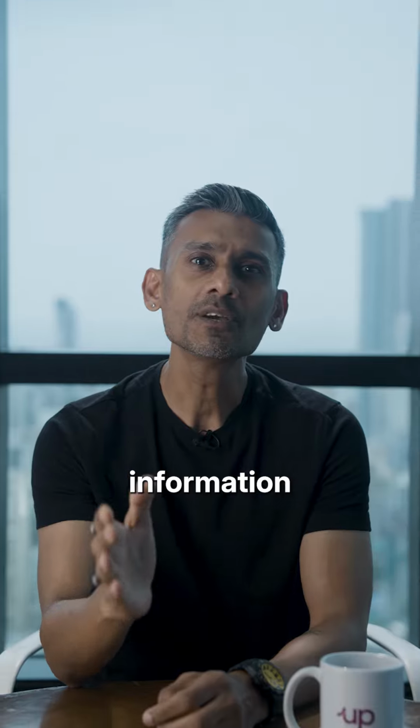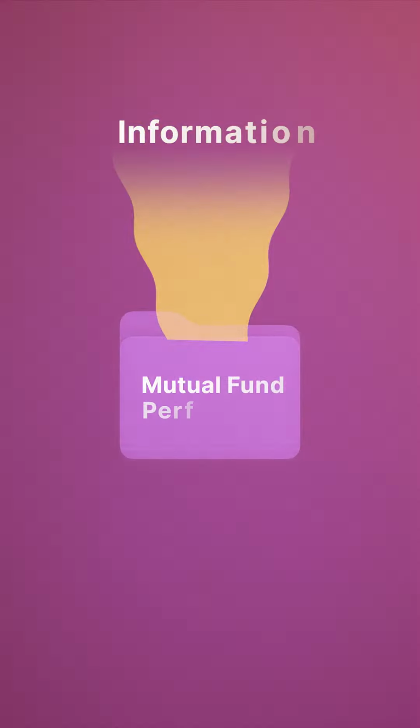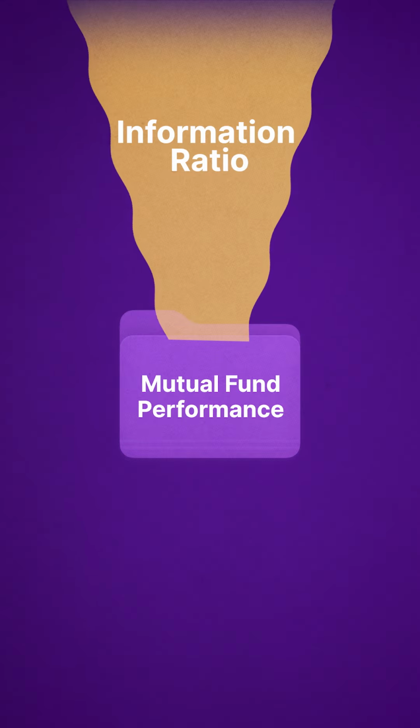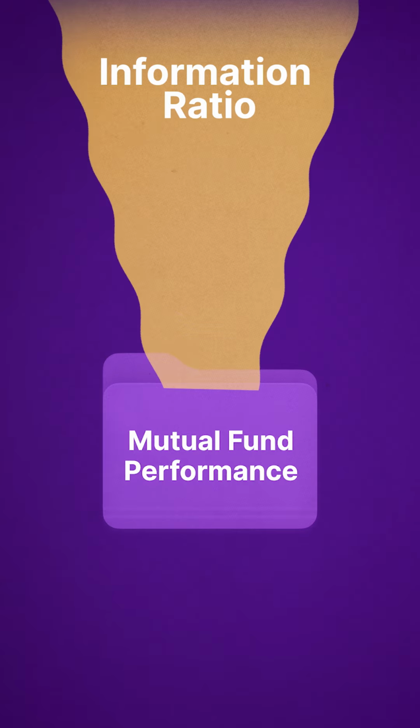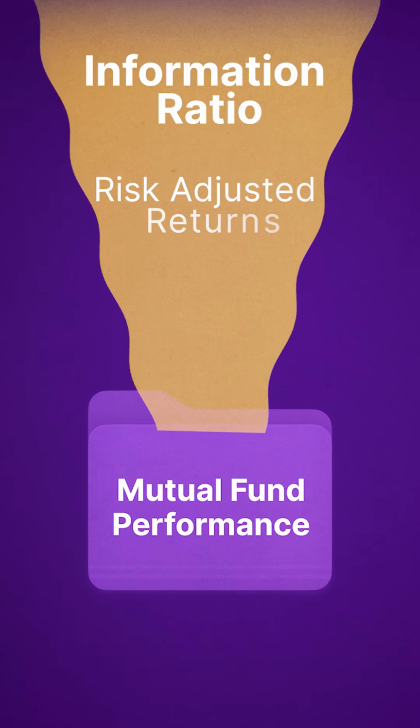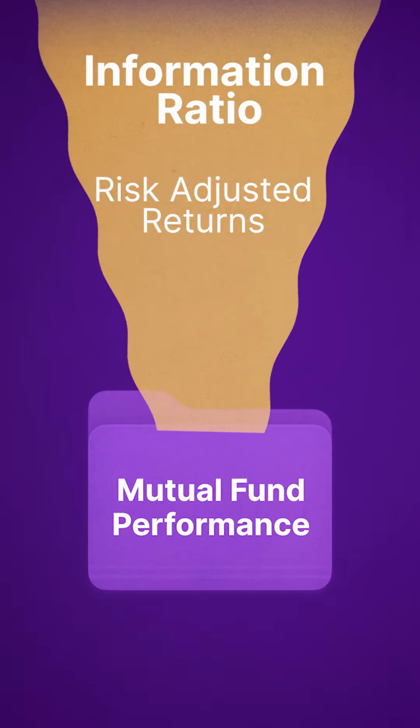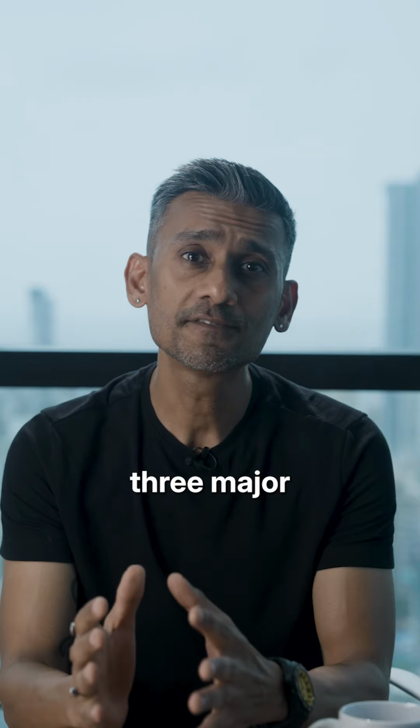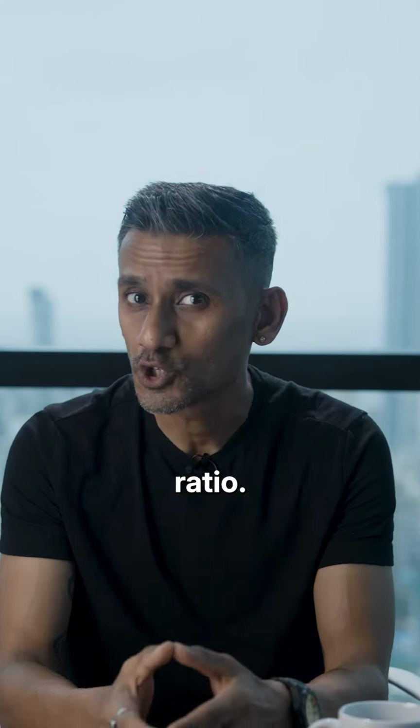But what is the information ratio and how do you calculate it? The information ratio is a holistic measure of an equity mutual fund scheme's performance. As per SEBI, the information ratio is an established financial ratio to measure the risk-adjusted returns of any scheme's portfolio. There are three major factors to arrive at the information ratio.